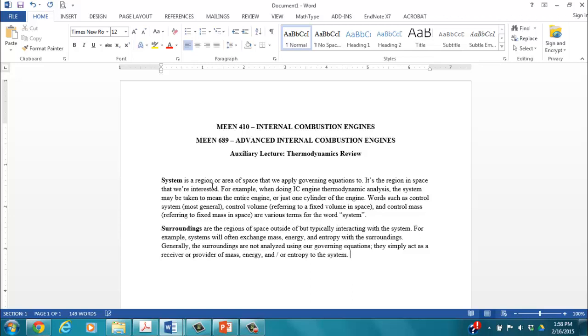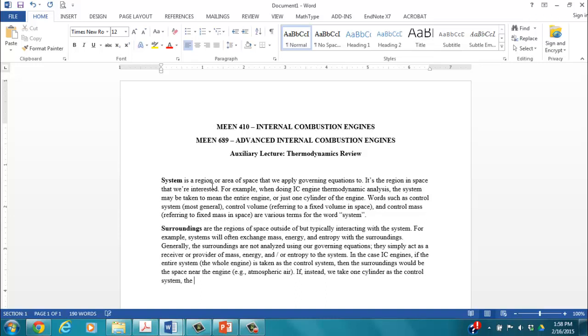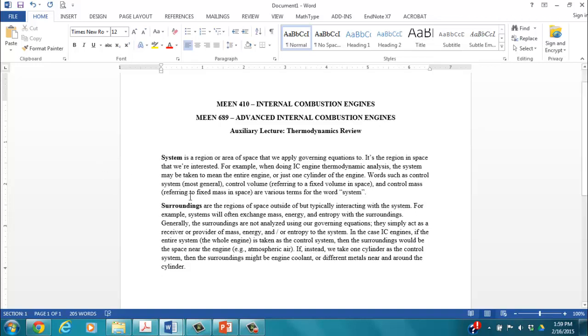Okay? Okay, so in the case of IC engines, if the entire system, that is the whole engine, is taken as the control system, then the surroundings would be the space near the engine, right? So for example, the atmospheric air, okay? If instead we take one cylinder as the control system, then the surroundings might be engine coolant or different metals near and around the cylinder. Okay, so it all depends, right?